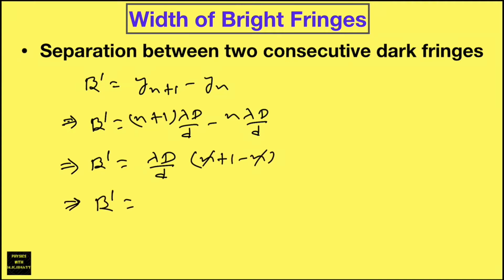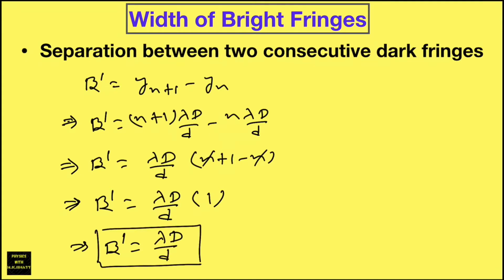So, beta dash is equal to lambda D upon d into 1, that is, beta dash is equal to lambda D upon d. So, this is the width of a bright fringe; every bright fringe will be having the width. This formula is similar to the formula obtained for the width of dark fringes. Therefore, we can say beta dash is equal to beta is equal to lambda D upon d. So, the width of both bright and dark fringes is the same, that is lambda D upon d.